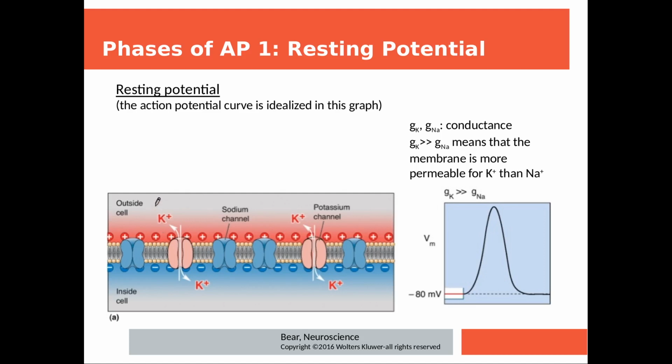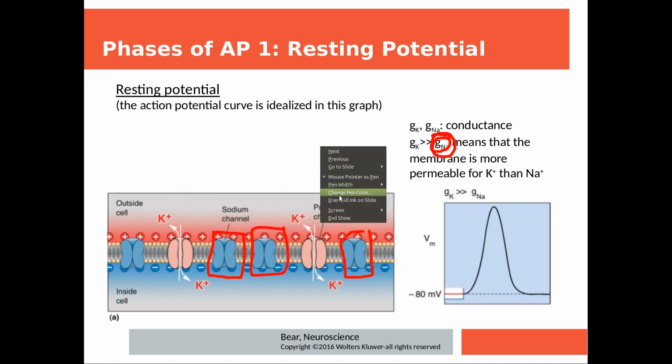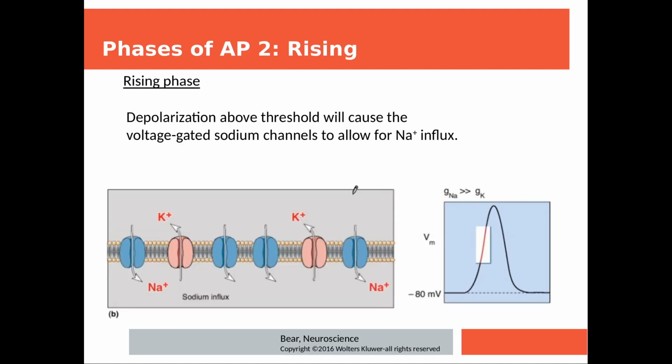And so mostly potassium ions are flowing into and out of the cell. This is because the sodium channels are closed, actually. You can see they're not open to sodium ions moving through. So the permeability, the conductance of sodium is very low during the resting membrane potential phase.